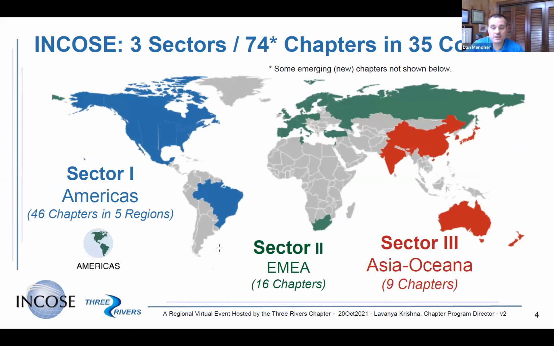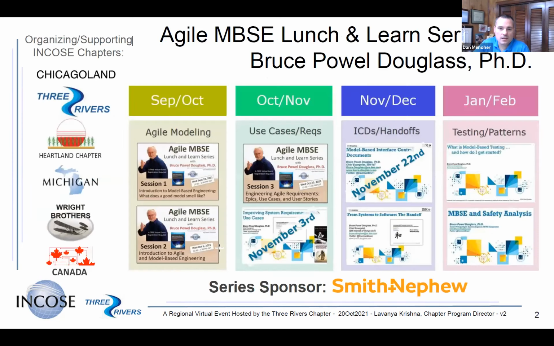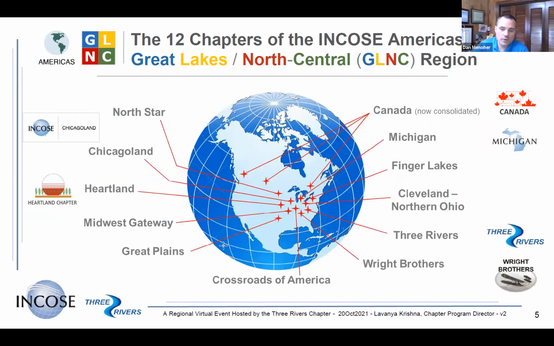INCOSE is made up of 3 sectors: the Asia-Oceania sector, the EMEA sector, and the Americas sector. The Americas sector has 46 chapters in 5 different regions. The 6 chapters here that are putting on this Lunch and Learn series are from the Great Lakes and North Central region. That's made up of the North Star, the Chicagoland, the Heartland, the Midwest Gateway, the Great Plains, the Crossroads of America, the Wright Brothers, Three Rivers, Cleveland, Northern Ohio, Finger Lakes, Michigan, and Canada chapters.